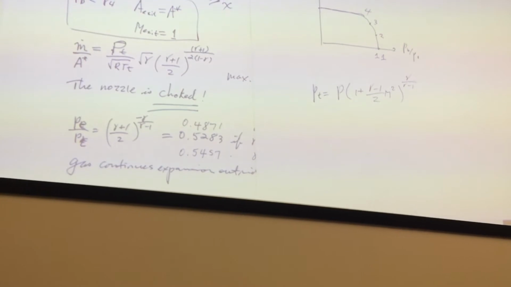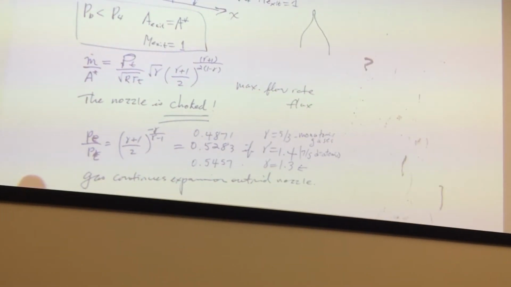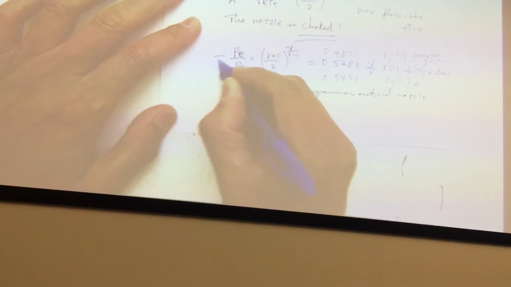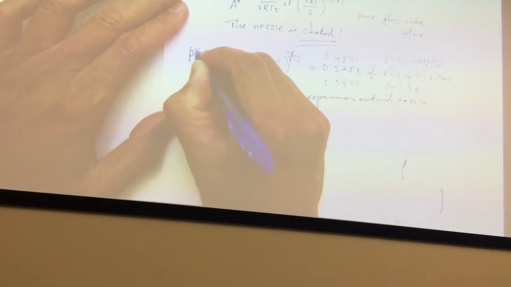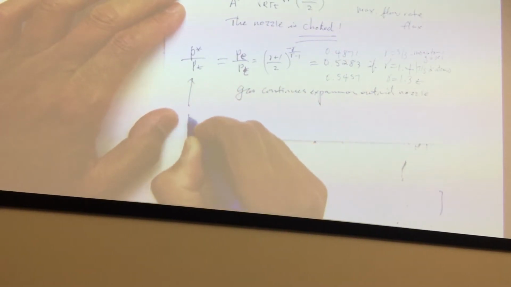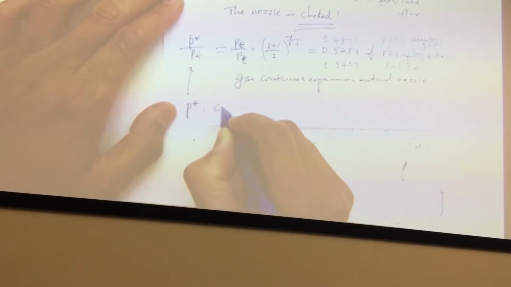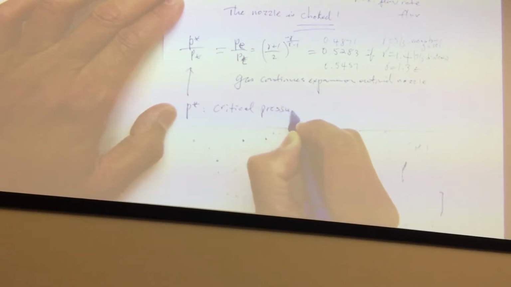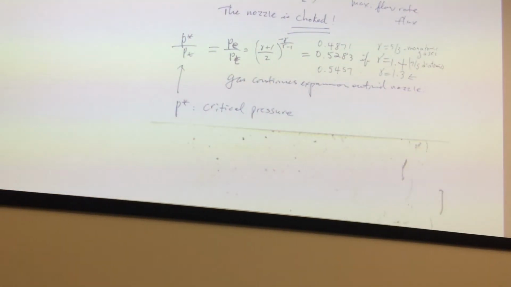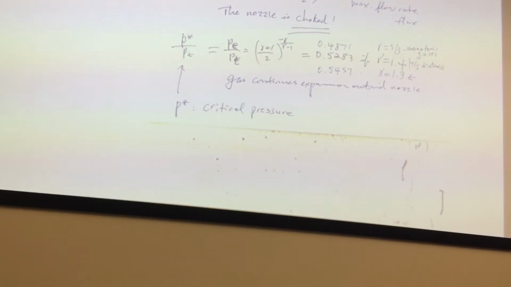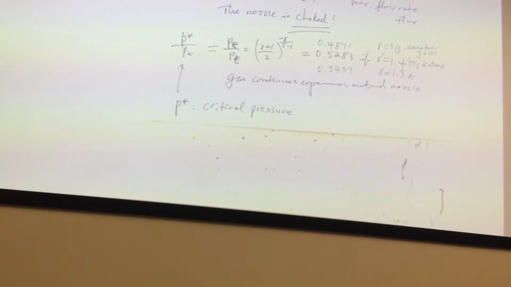So this pressure, you can say this is equal to P star over PT. And P star is what you call critical pressure. It's just a terminology, right? You call it critical pressure, meaning that for a convergent nozzle, this one is choked.